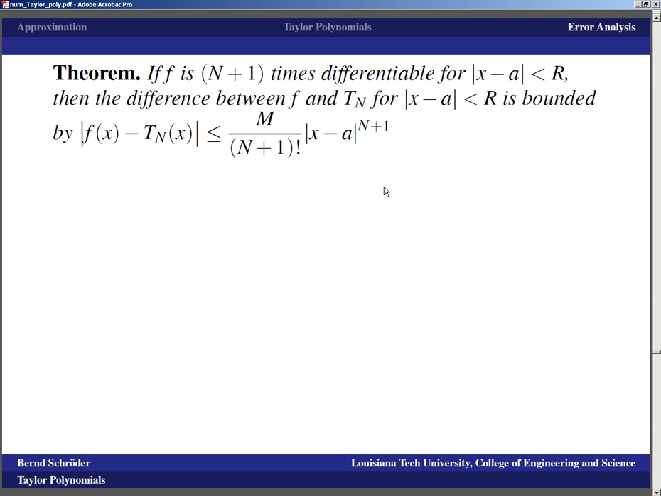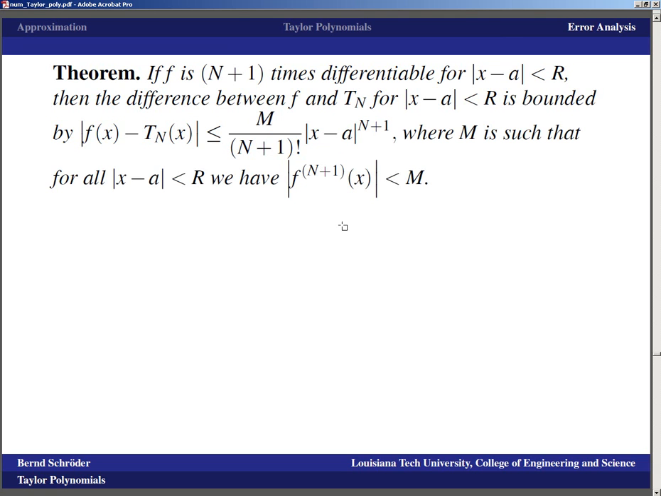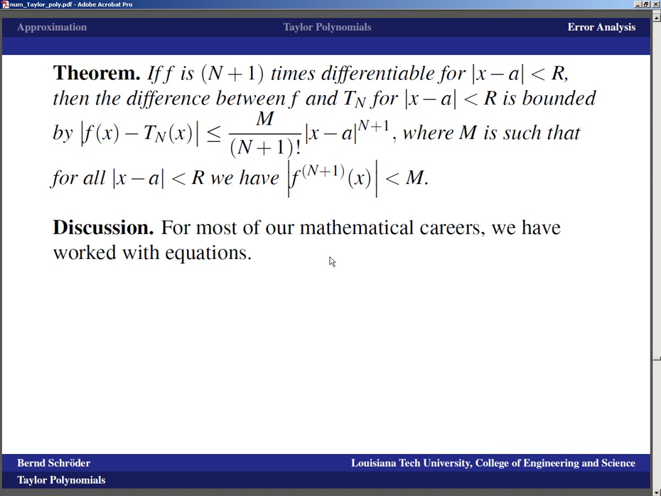So first of all, we see that this term is very similar to the terms in the Taylor polynomial, except for this M, this mysterious M here. And that M is in fact also very similar to the Taylor polynomials, because capital M is such that for all x with absolute value of x minus a smaller than r, we must have that the n plus first derivative of the function is smaller than M. Okay, now basically what does that mean?